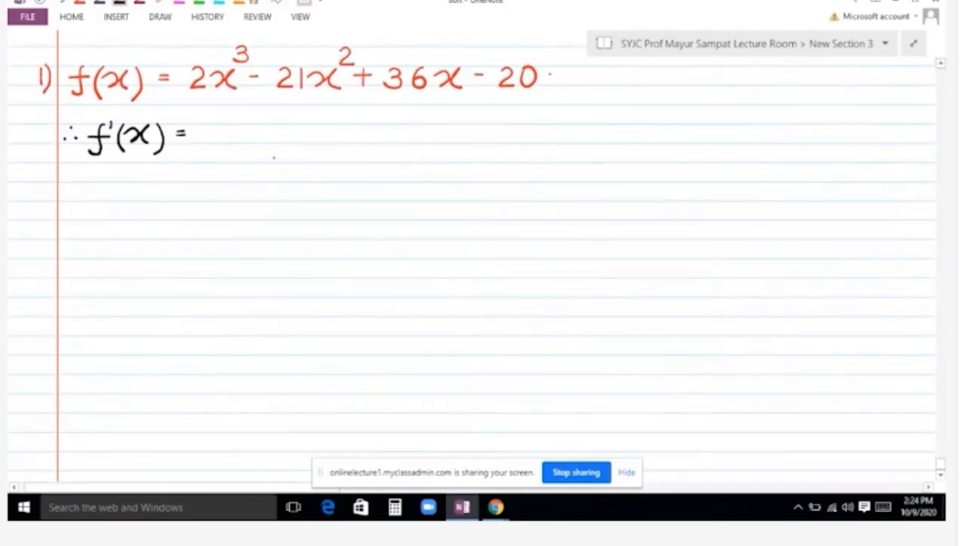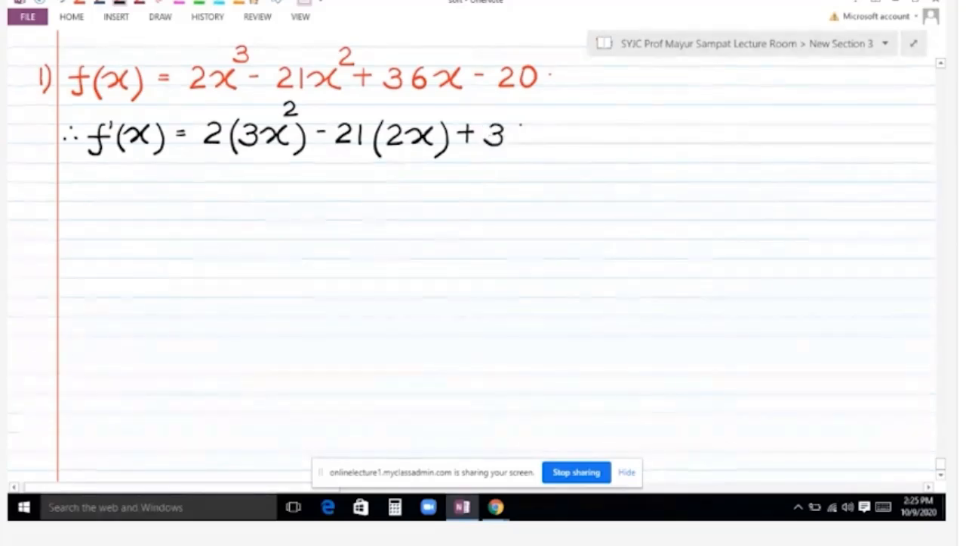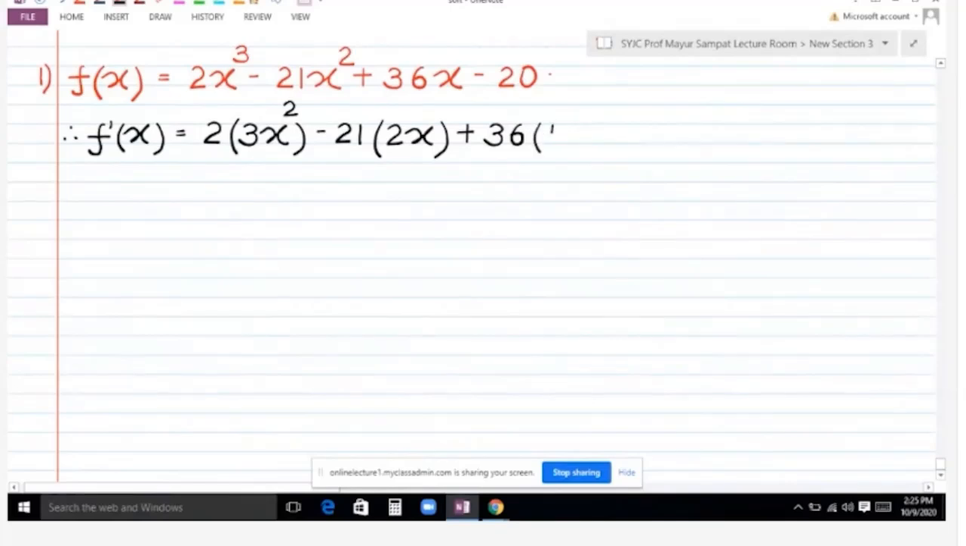चलो ready. अब ये देखो, 2 is a constant. Derivative of x cube, answer is 3x square, minus 21 is a constant. X square का derivative 2x, plus 36 is a constant. Derivative of x is 1. 20 is a constant. So constant का derivative 0.